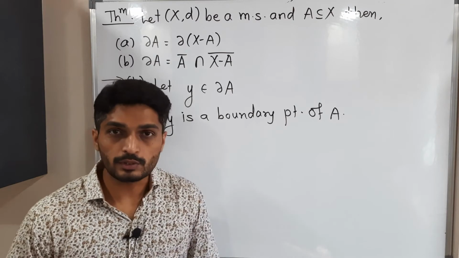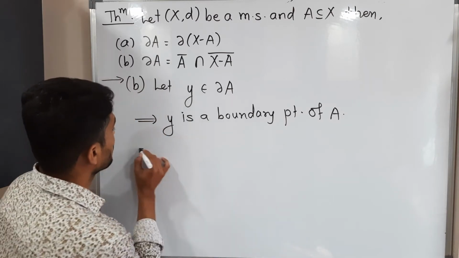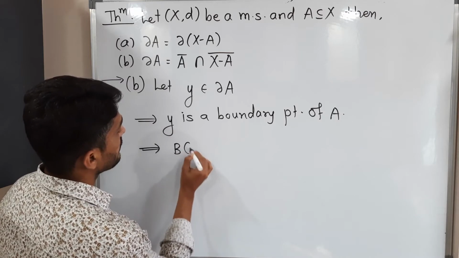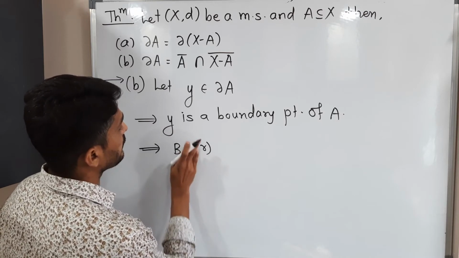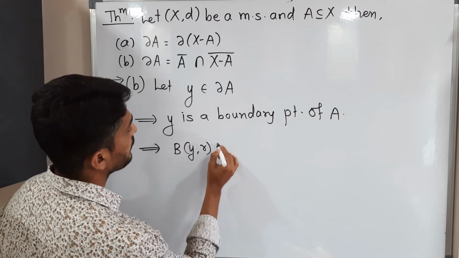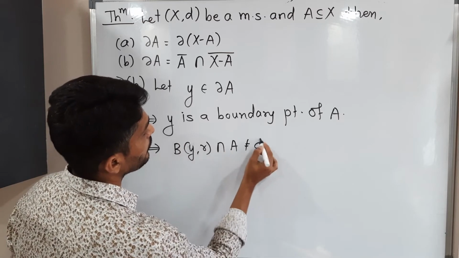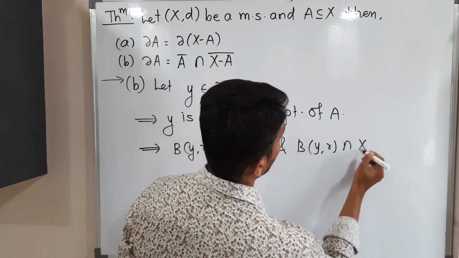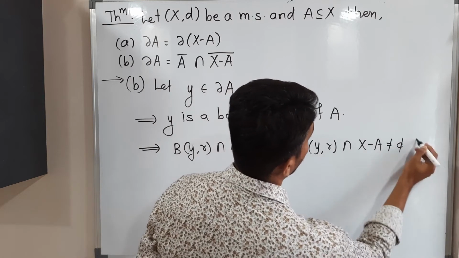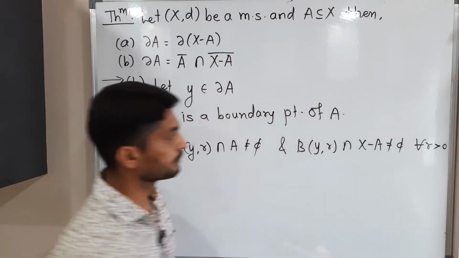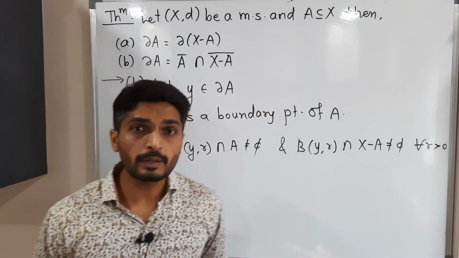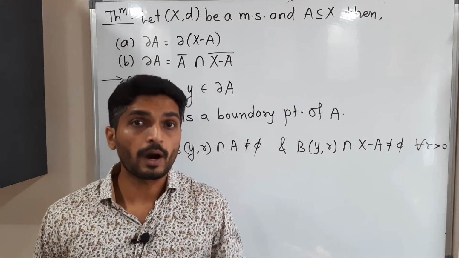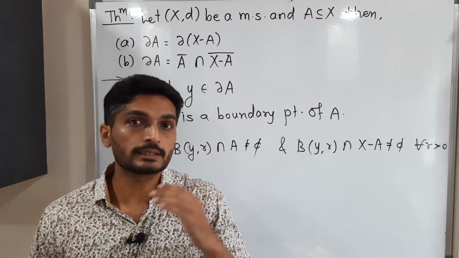So again we can use the definition. The definition says B(y, r) intersection A is not equal to phi, and B(y, r) intersection X minus A is also not equal to phi, for every r greater than 0. Sorry, here I was supposed to write y since we have taken the point y. So y is a boundary point. That means every open ball around y intersects A as well as its complement.